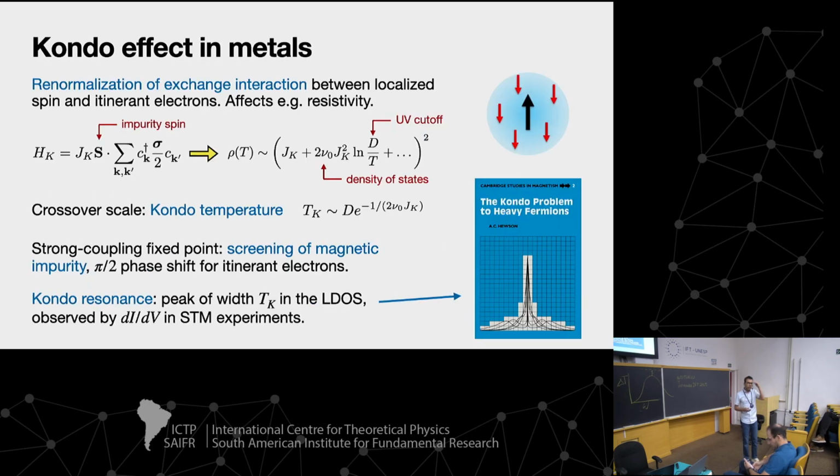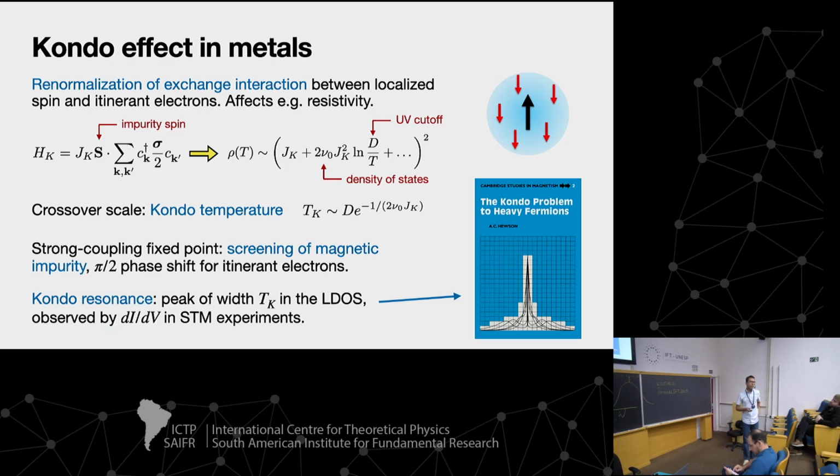Okay, so before I move on to Mott insulators, let me remind you about some features of the Kondo effect, the usual Kondo effect in metals, so we can compare later with what happens in Mott insulators. So we can think about the Kondo effect as this renormalization of the exchange interaction between localized spins and the itinerant electrons that happens due to this spin flip scattering. And that has manifestations in many different physical properties.